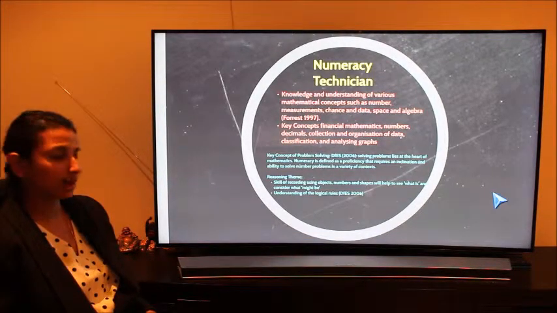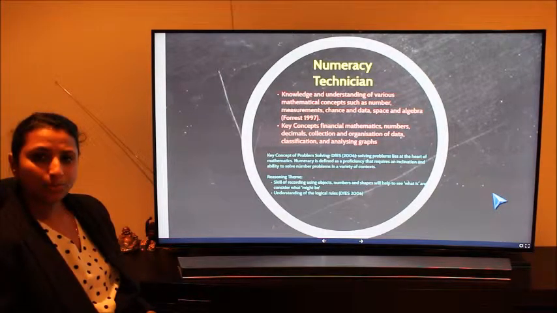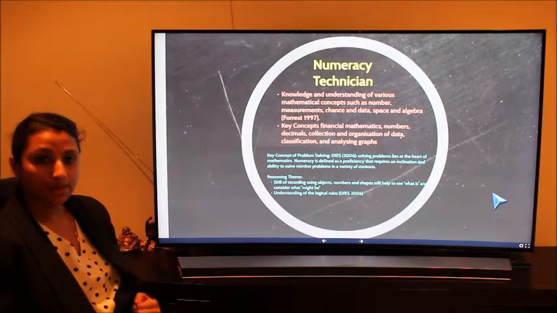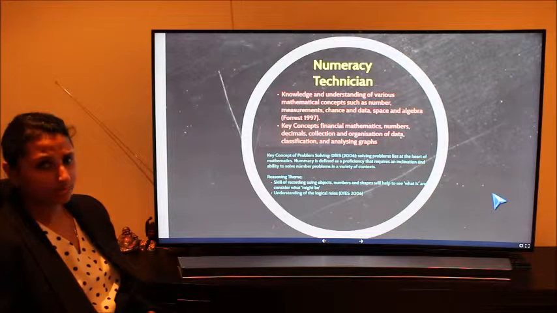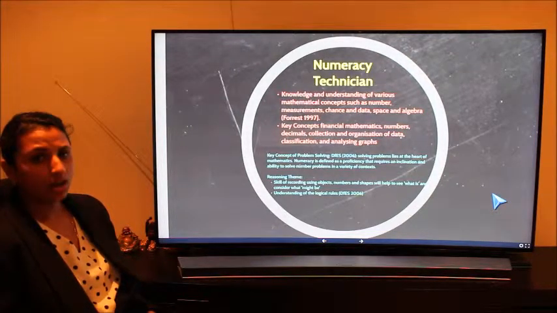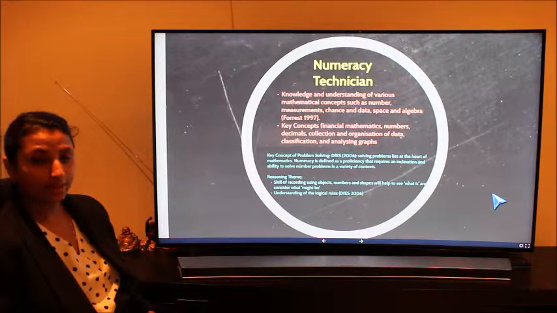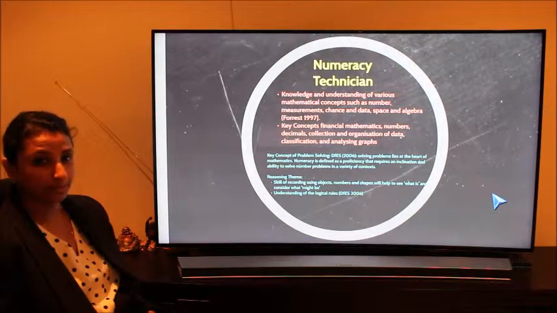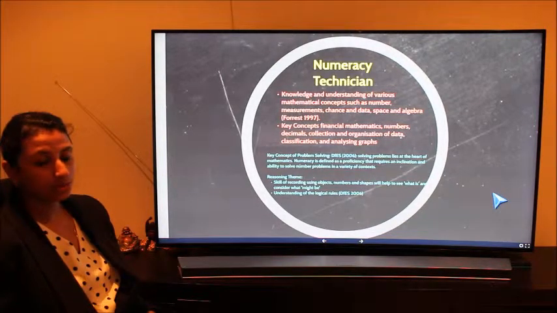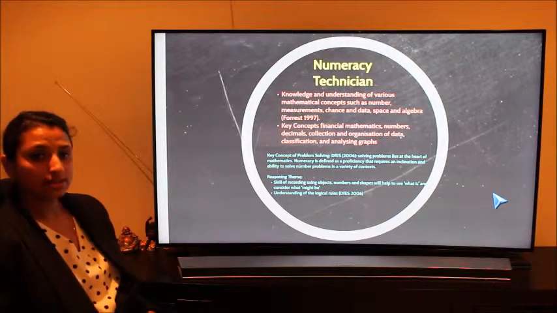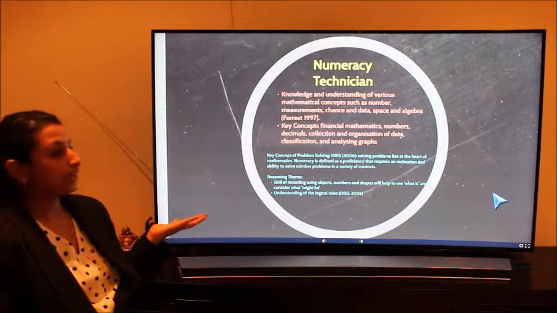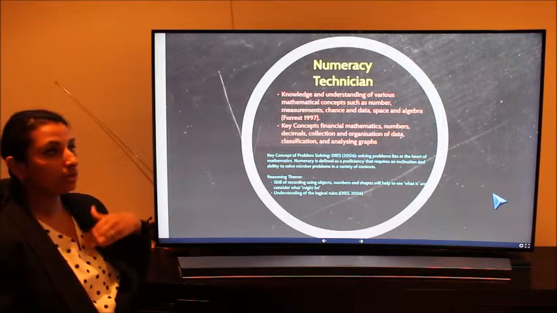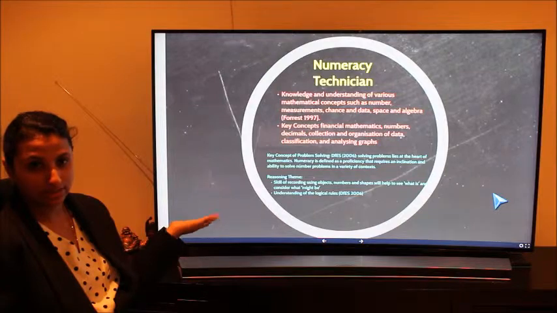Problem solving lies at the heart of mathematics. Numeracy is defined as a proficiency that requires an inclination and ability to solve number problems in a variety of contexts. The theme of reasoning also fits here, as the skill of reasoning using objects, numbers and shapes will help to see what is and consider what might be. It also includes an understanding of logical rules, such as when an exchange rate to India increased on a particular day, it doesn't mean that all the currencies will have an increased rate on the day.